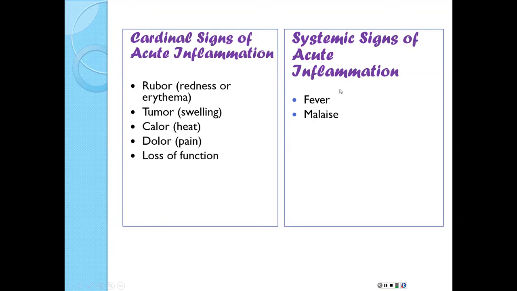Systemic signs of acute inflammation are things that happen body-wide. As I mentioned previously, the inflammation itself is localized, but the effects can have systemic manifestations. You can have fever, that's a body-wide issue, and malaise refers to that sense or feeling of weakness, fatigue, achy all over, just feeling miserable. That can often occur as a result of an acute inflammation.